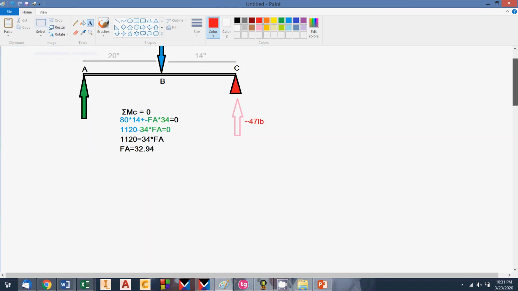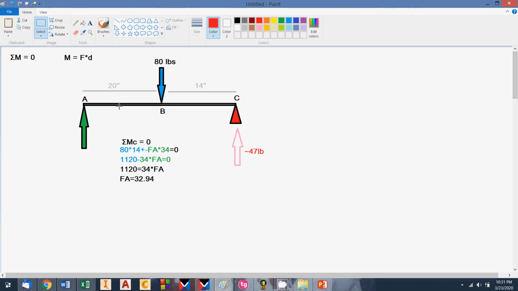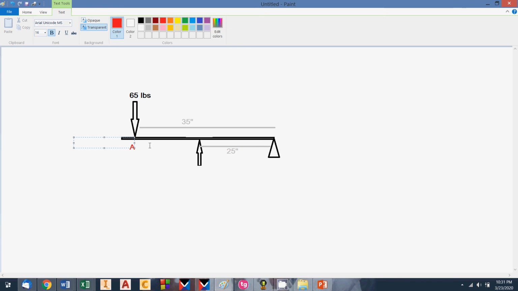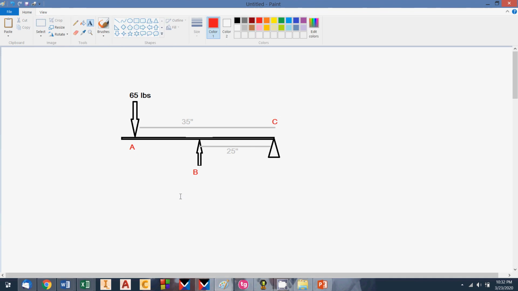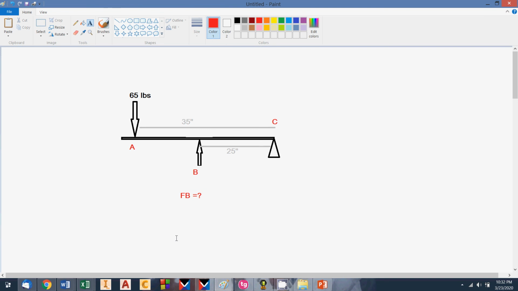What I want you to do is we're going to go ahead and select it here. We're going to look at this problem. I'm going to go ahead and delete what we have. And this is going to be the first one. So we have a force 35 inches from the fulcrum, pushing down with 65 pounds. And we have another force here. And we're going to go ahead and label these. We'll call this A, B, and C. And what I want you to find is what is the force for B. All right, take a minute and go ahead and do that and fill in your answer.